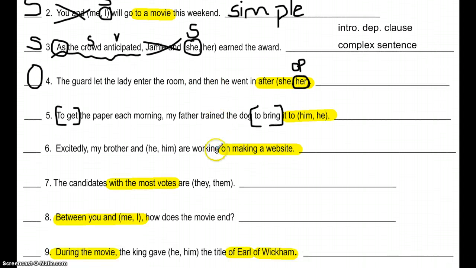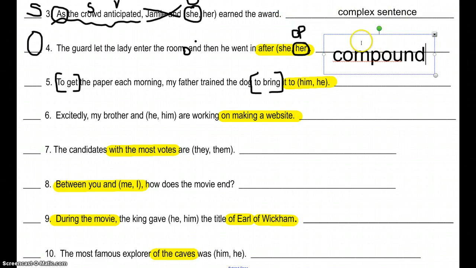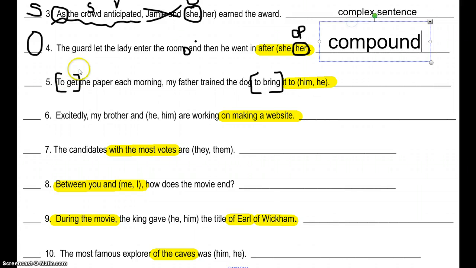Now I have to figure out what type of sentence this is. It's not an introductory phrase or clause. I see a comma here. That's a good indicator that I either have an introductory phrase or clause or that I have a compound sentence. And since I see "and," I can tell that this is a compound sentence. We've got a comma and a conjunction with two complete sentences together.